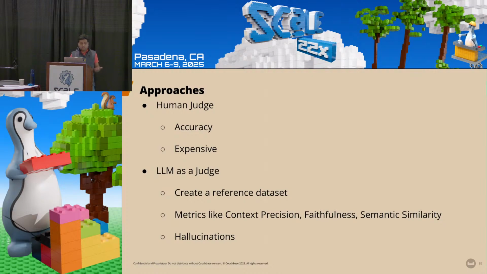And typically, the process involves you would create a reference data set with some questions and ground truth answers. And then there are like some metrics that you can use, like context precision, faithfulness, semantic similarity, etc., to see how the answers generated by your application and the reference answer vary.